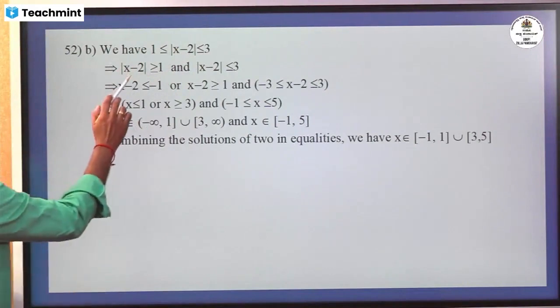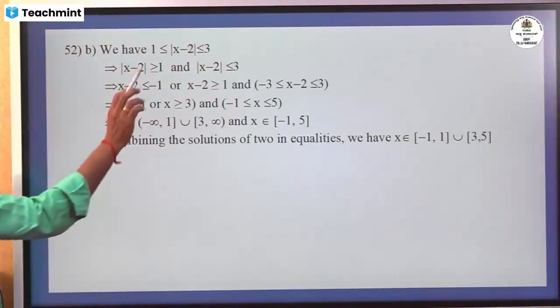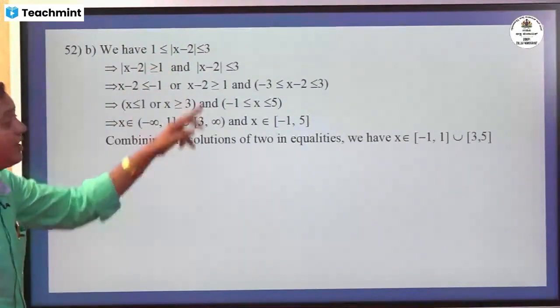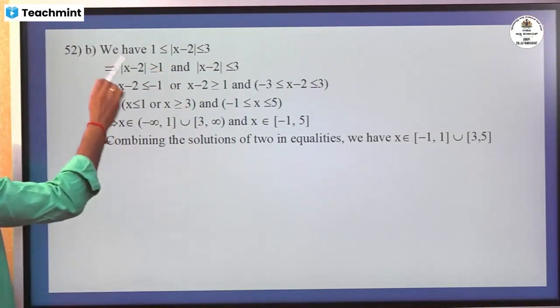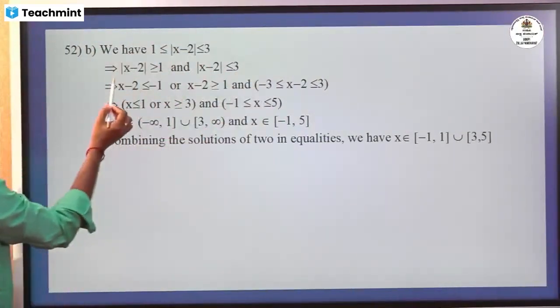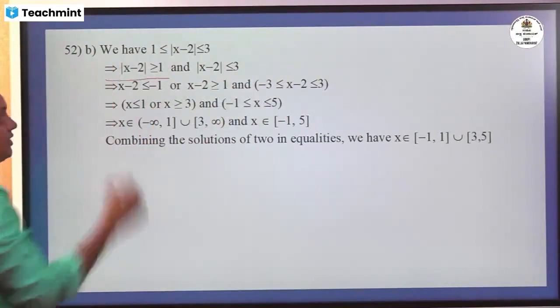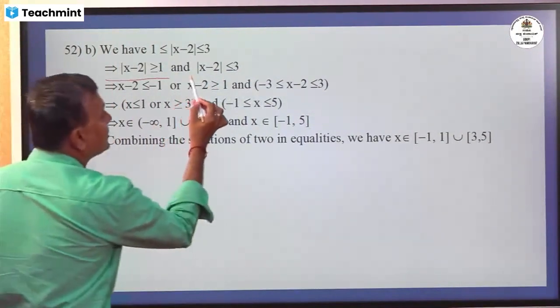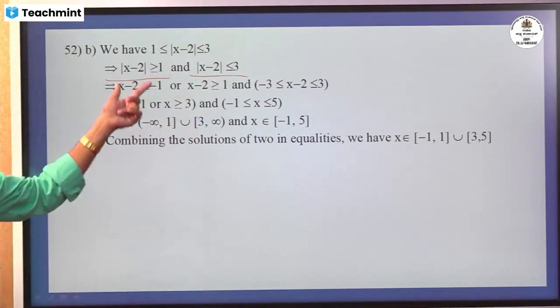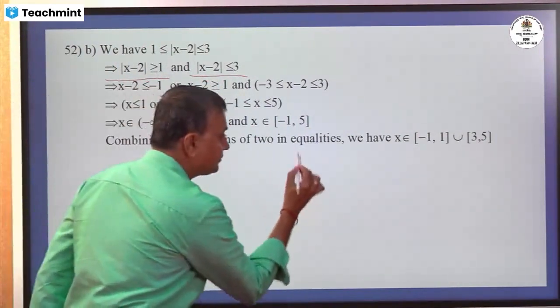When we split this, how do we read it? We read it as modulus of x minus 2 greater than or equal to 1 and less than or equal to 3. So modulus of x minus 2 is greater than or equal to 1 and modulus of x minus 2 is less than or equal to 3, it is not or, it is and. How do we do this? You should know this.